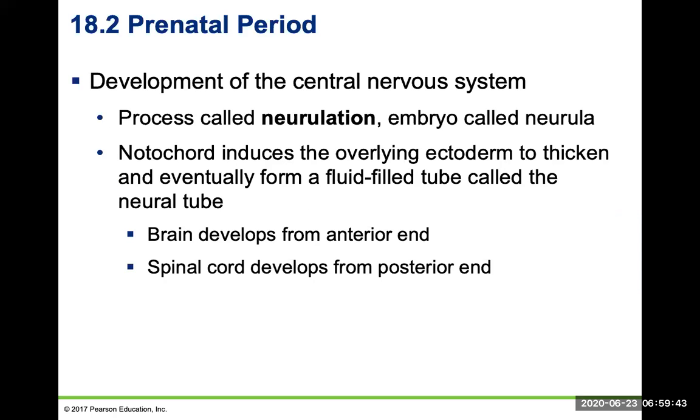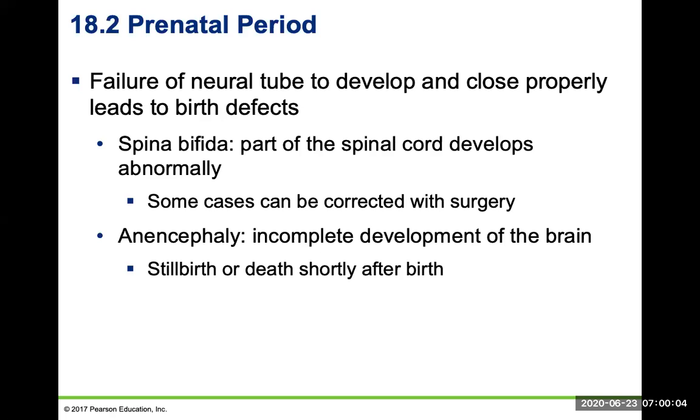The development of the central nervous system is a process called neurulation, where the embryo is called a neurula. The brain develops from the anterior end, and the spinal cord develops from the posterior end. And the notochord induces the overlying ectoderm to thicken and eventually form a fluid-filled tube called the neural tube. Failure of this neural tube to develop properly and close can lead to spina bifida, which can sometimes be corrected with surgery in utero, within the uterus, or anencephaly, which is the incomplete development of the brain, and this can result in stillbirth or death shortly after birth.